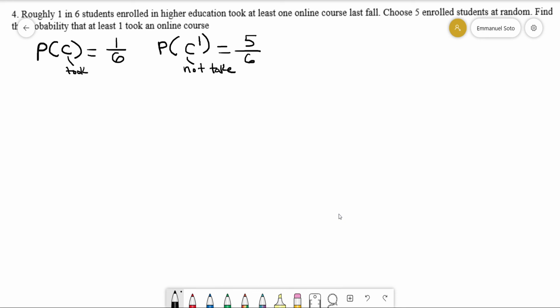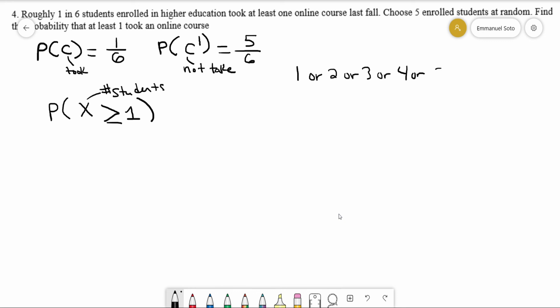Now we want the probability that at least one took an online course. We're going to call X the number of students that took the online course. So we want the probability that X is greater than or equal to 1, at least 1. This means that if you choose 5 students, you can have 1 student that took it, or 2, or 3, or 4, or 5.